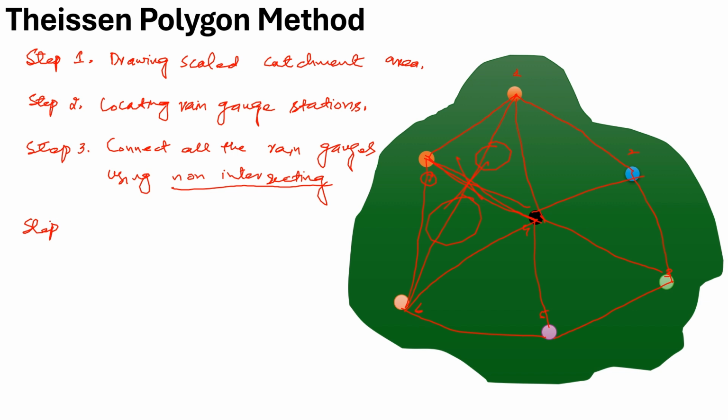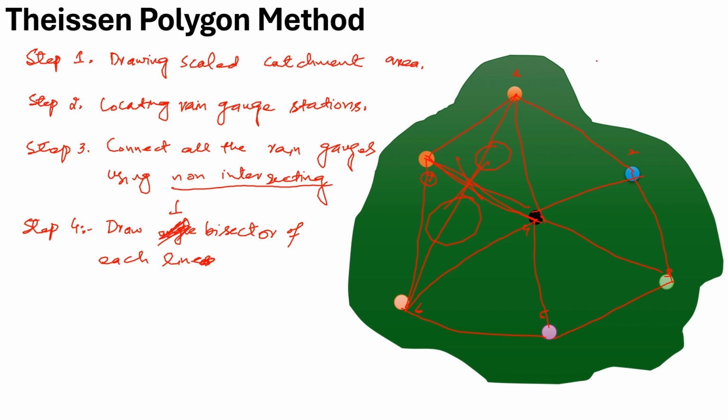So in this way, we will draw non-intersecting triangles. Step 4 is the most important step for the Thiessen polygon method. We will draw the perpendicular bisector of each line, because we have drawn these lines forming triangles. I will show a schematic diagram with animations to draw the perpendicular bisector of the connecting lines between two stations. So we will have to draw the perpendicular bisector of each line.